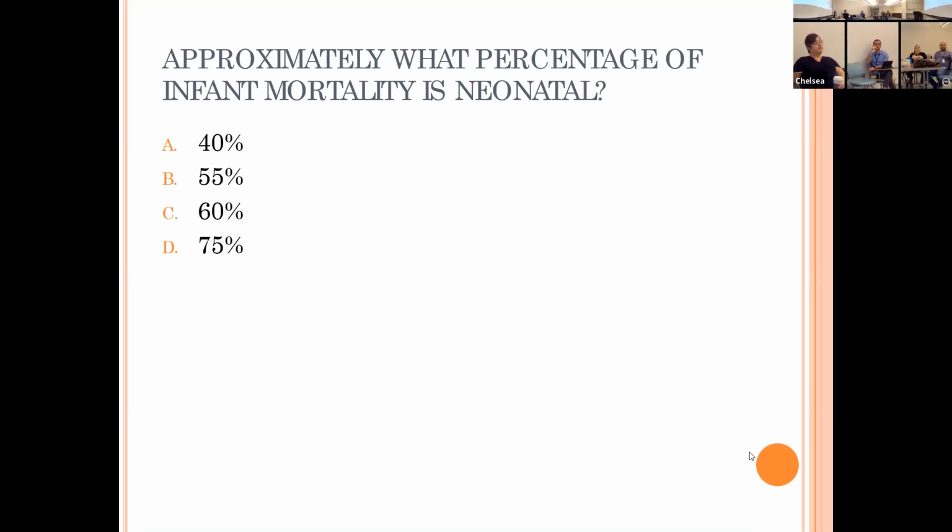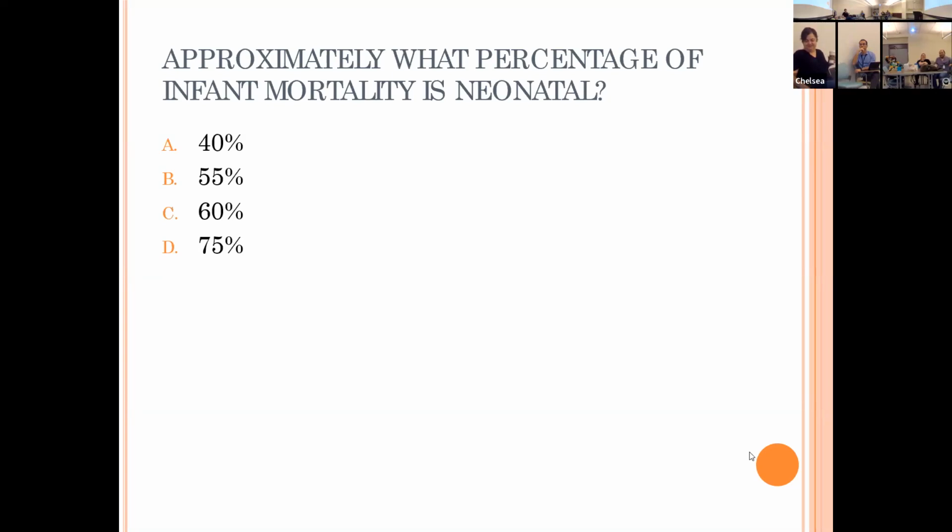So how many of those die in the first 7 days? That's early neonatal mortality. Half of the 75. So half of them will die in the first week. No, this is the sample one, we did not change the slide. So half of 75.